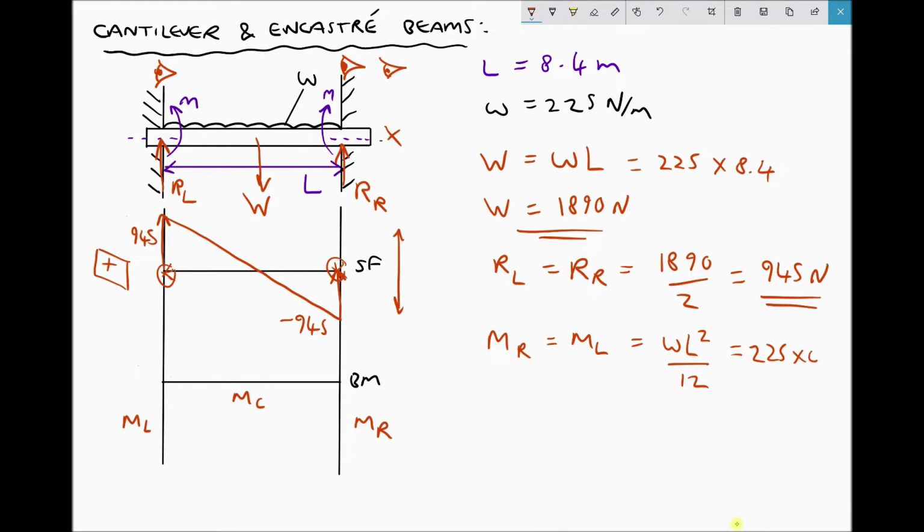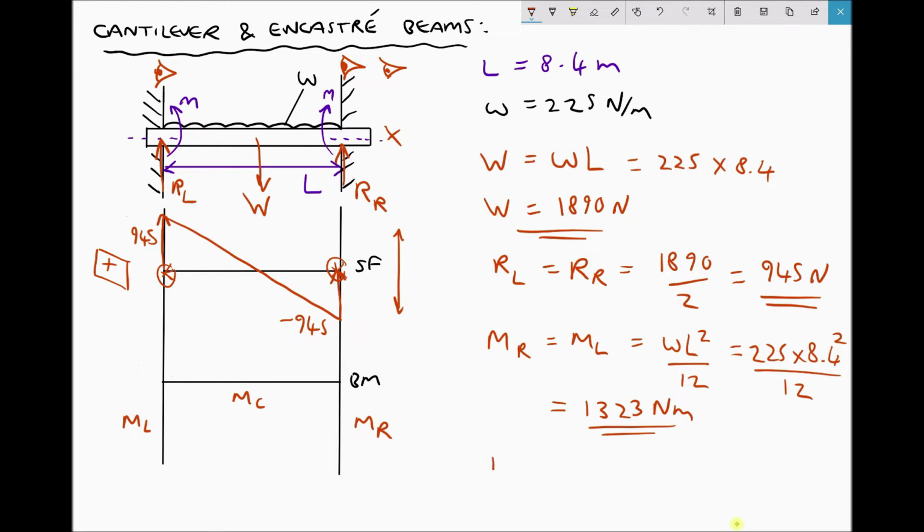We know that L is 8.4. We need to square that and then divide by 12, giving us the bending moment at our two ends equal to 1323 Newton meters. We'll discuss whether those are positive or negative in a moment.